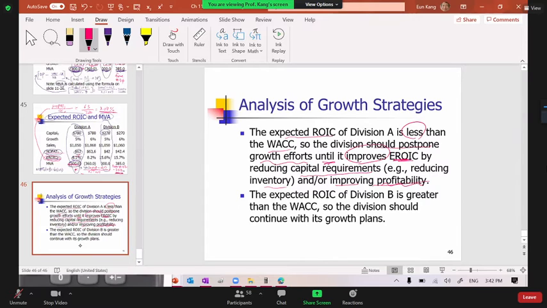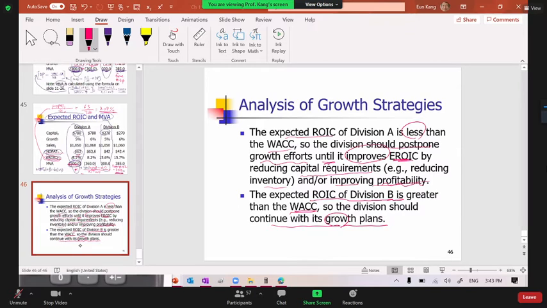first before you grow. But the expected ROIC of division B is greater than WACC, so the company has positive MVA, then they can continue with these growth plans. Then what? They get higher MVA, so you can grow, right? So the statement that growth makes MVA bigger is not right. That is correct only when the current operation is profitable, right? So that's a good lesson.